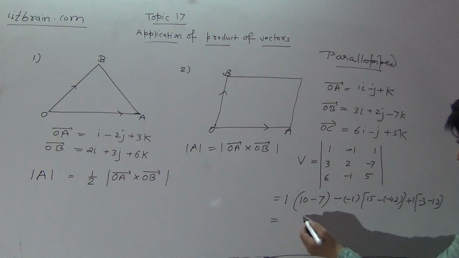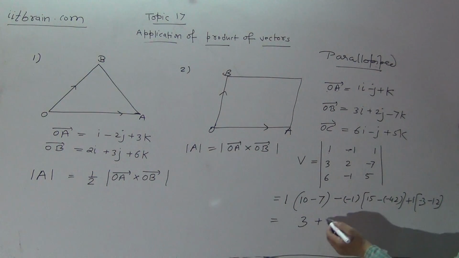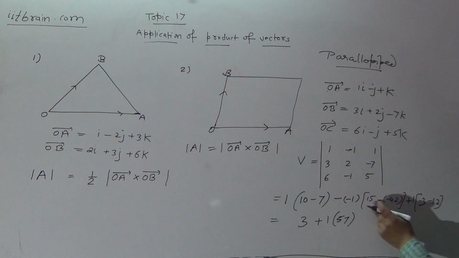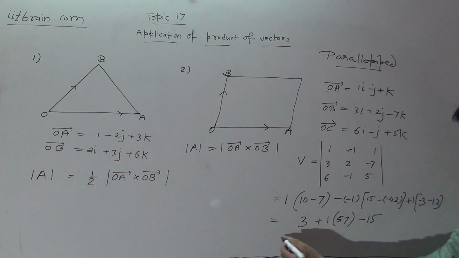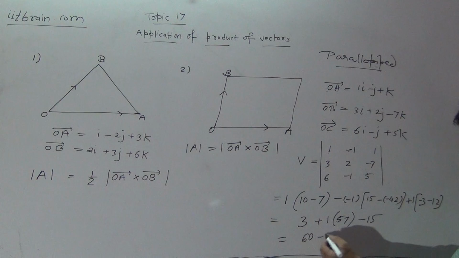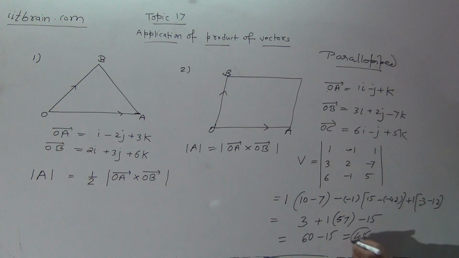So on solving it will be 3 plus 1 and it is 57 and 4 5 57 it is, and finally it is minus 50. So finally it is 60 minus 15, it is 45 is the value of volume of this parallelepiped.